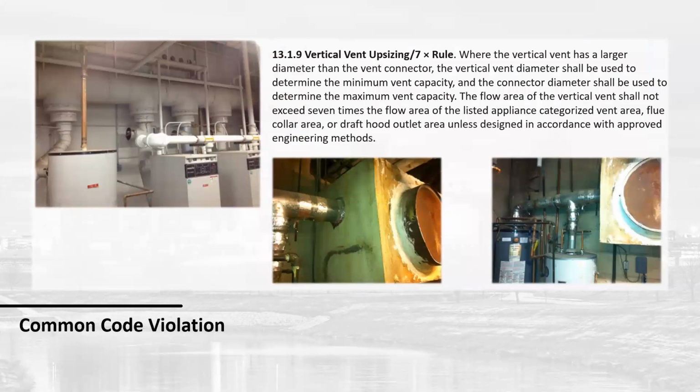7 times area rule. This means the area of your largest vent cannot exceed the area of the smallest vent by 7 times. Basically, that means you can't put a 4-inch vent into a 32-inch chimney. Again, this comes from Category 1.